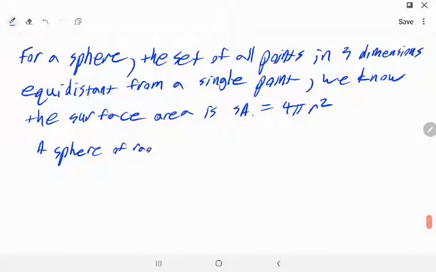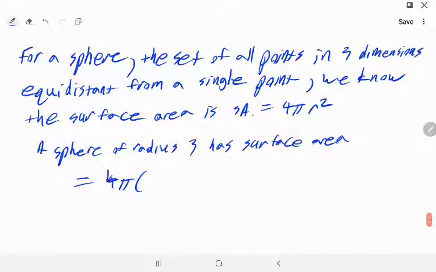So a sphere of radius 3 has surface area equal to 4 pi times 3 squared, and so we end up getting 36 pi square units.